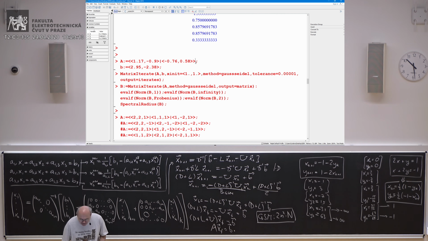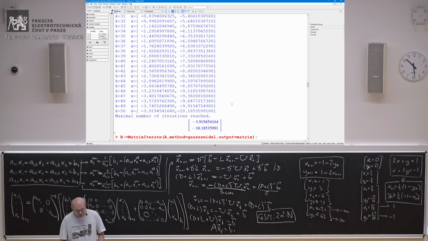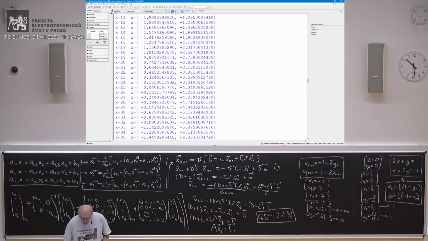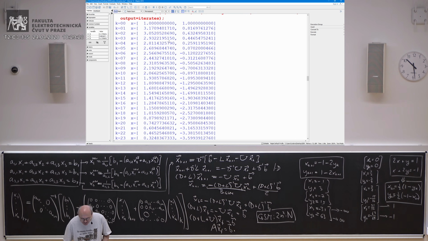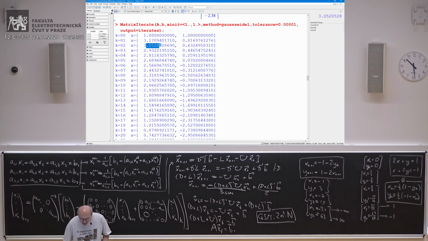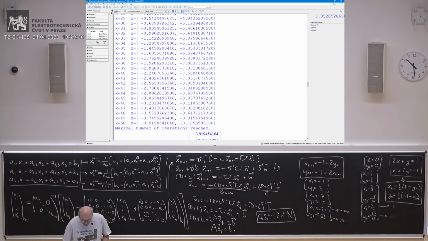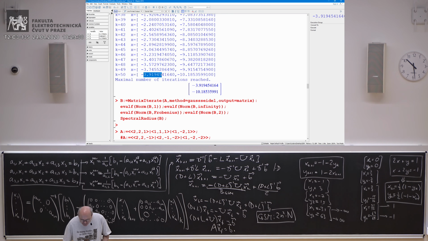Okay, now another example. This is a 2x2 example. Let's use the Gauss-Seidel method. And as you can see, we get a nice divergence. This doesn't work really well. The coordinates of the vector x seem to be going somewhere. They went to 3 roughly with the x coordinate, and then they started to go to negative numbers, and they keep increasing. So this looks like divergence.